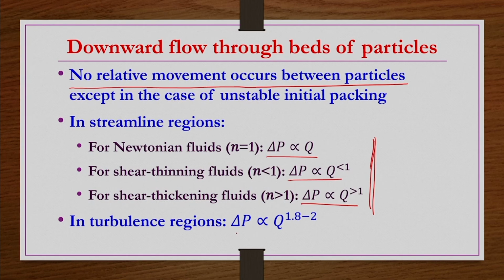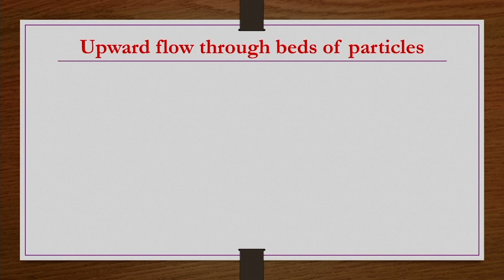But if the flow is under turbulent region, then we understood that delta P is proportional to Q to the power of 1.8 to 2 irrespective of the nature of the fluid, that is whether Newtonian fluid or shear thinning fluid or shear thickening fluid. That indicates under turbulent conditions the non-Newtonian effect is very small in the case of packed beds, especially when the flow is downward and there is no relative movement between the particles. Now, what happens when upward flow through beds of particles takes place? That is what we are going to see now.